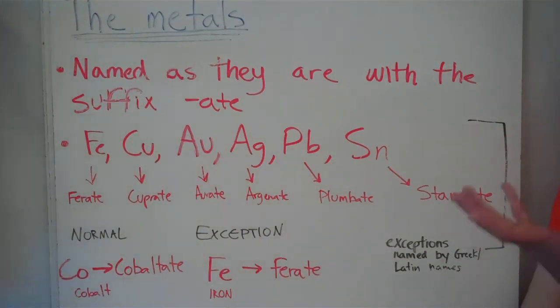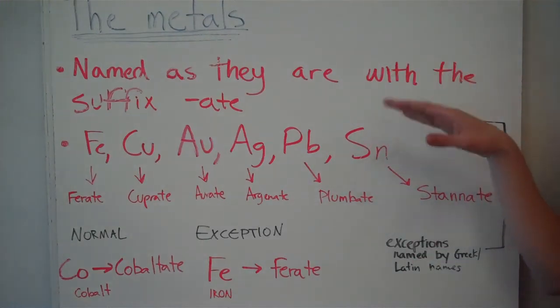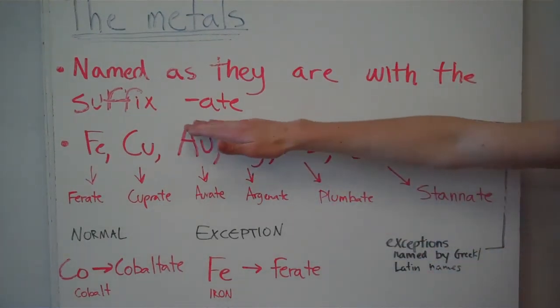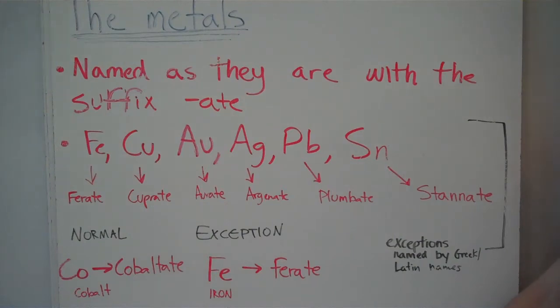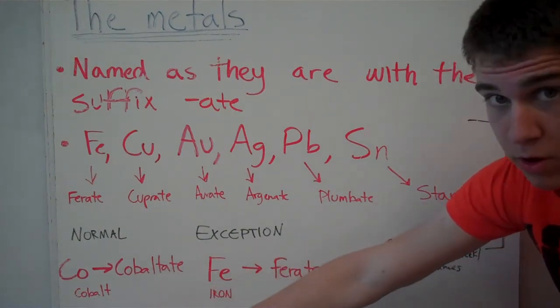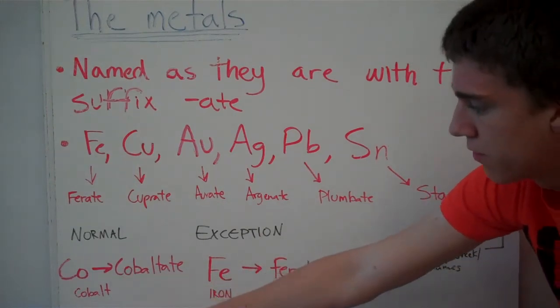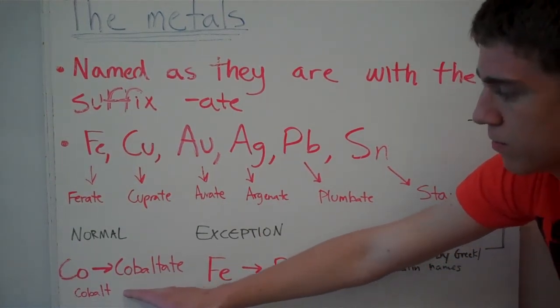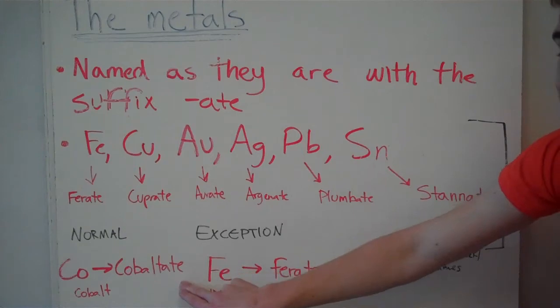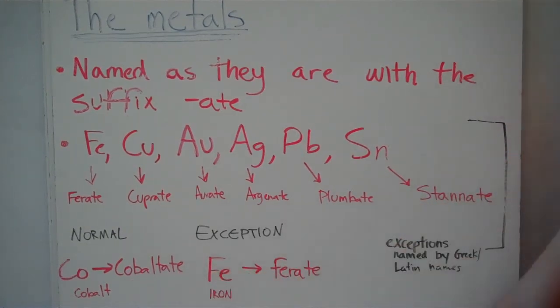So let's name the metals. All metals are named the same, except with a few exceptions. How you name most metals is you take the normal name, chop off the end, and add ATE. So for example, a normal one like cobalt, you would go cobalt, chop off the end, and add ate, so it would be cobaltate.